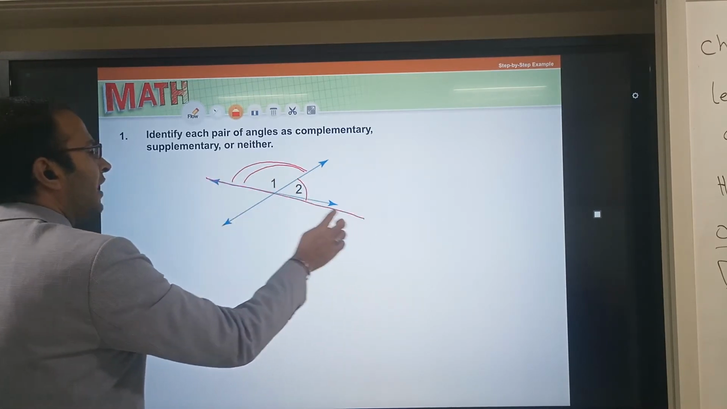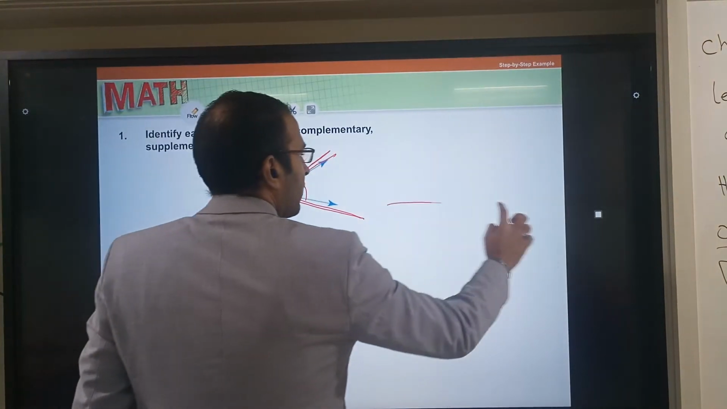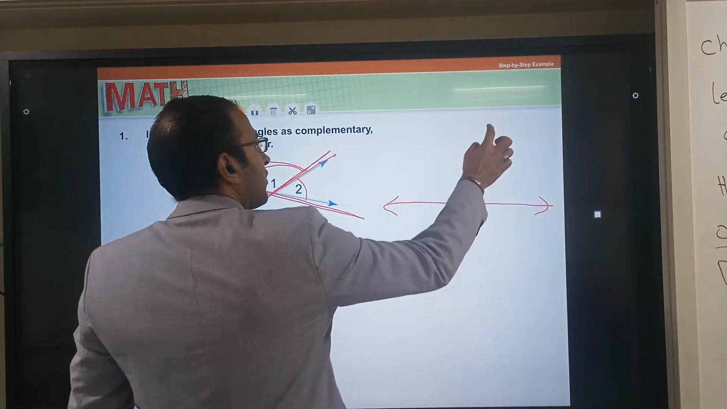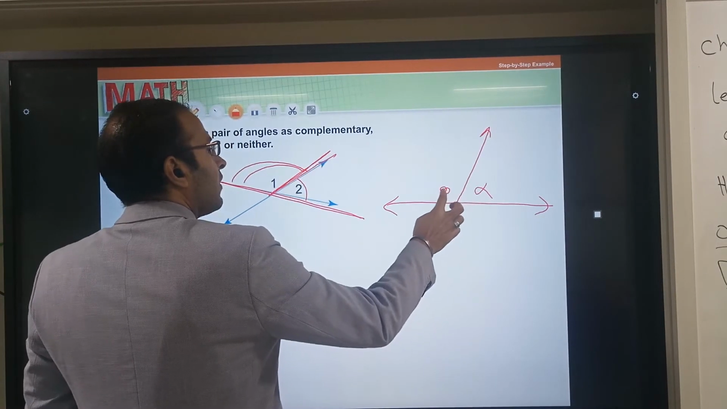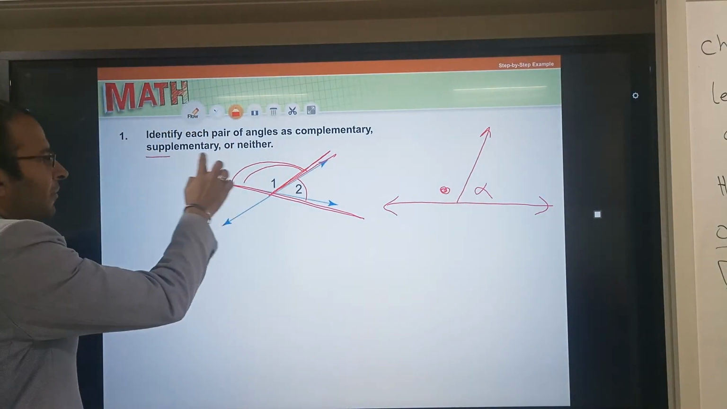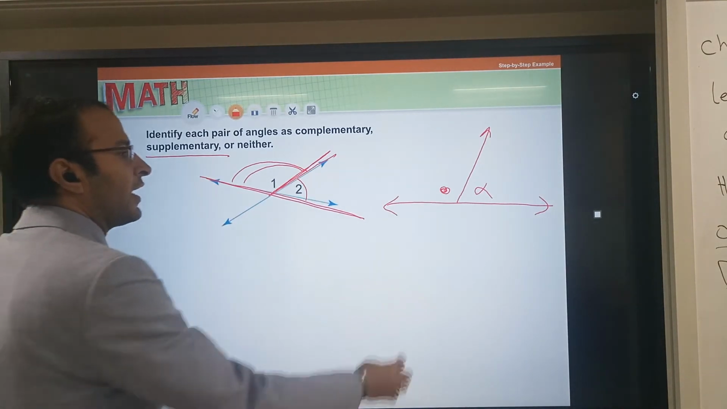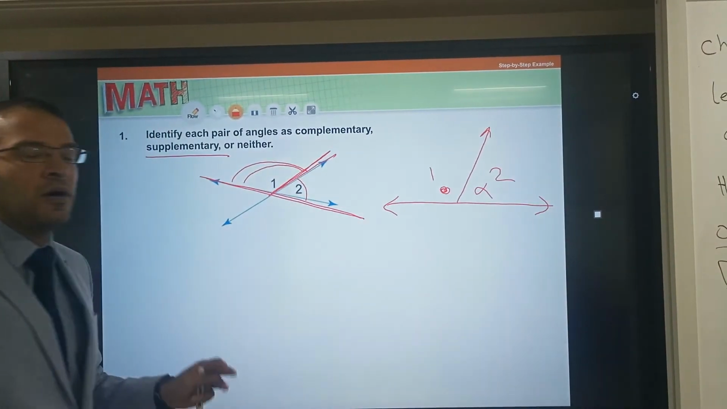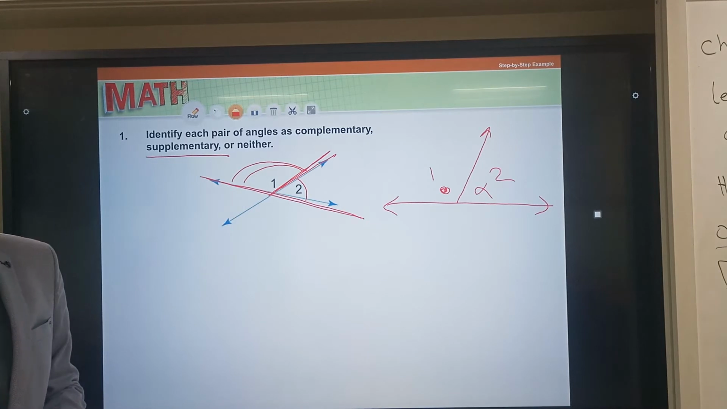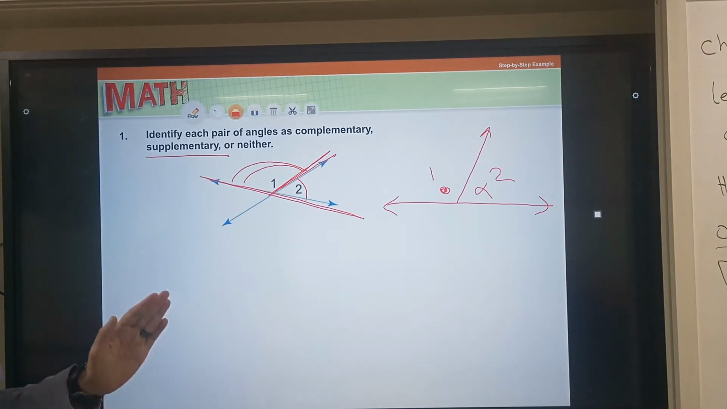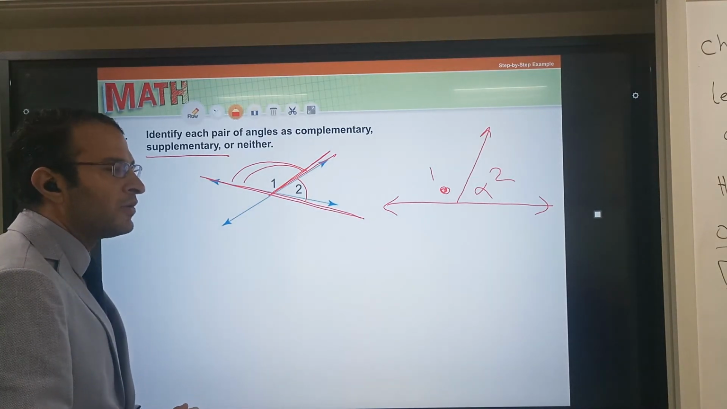You can see that I have a straight line intersected with a ray, right? If you have a straight line intersected with a ray this way, directly, this couple of angles are supplementary. Again, if I have a straight line intersected with a ray, like angle 1 and angle 2, they are supplementary. The supplementary means what? The sum of them is equal to 180.